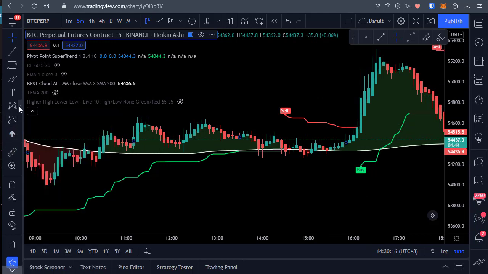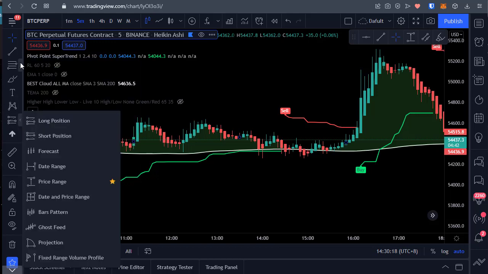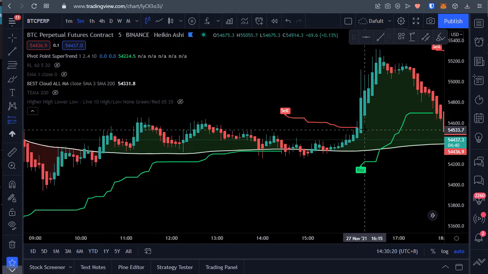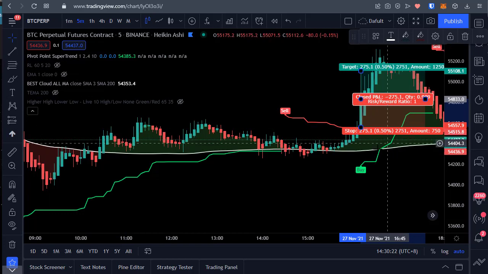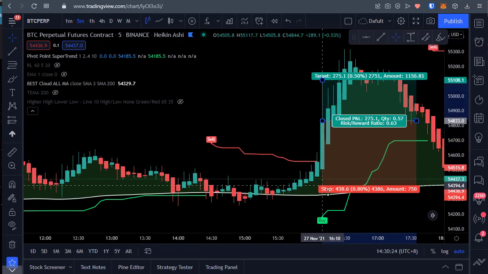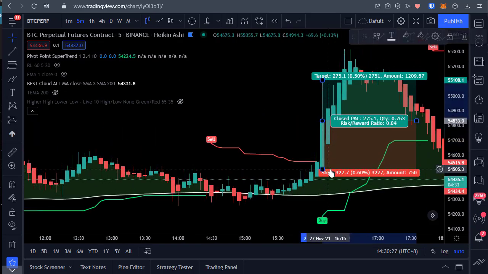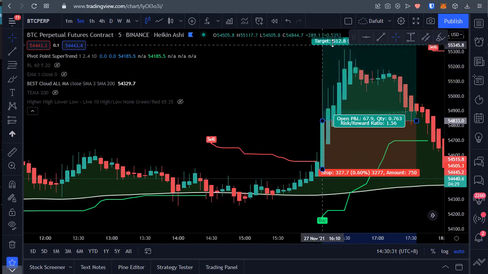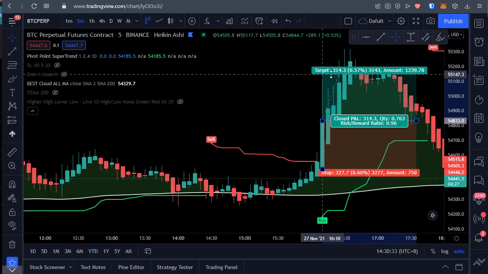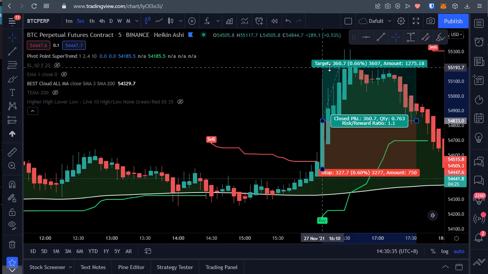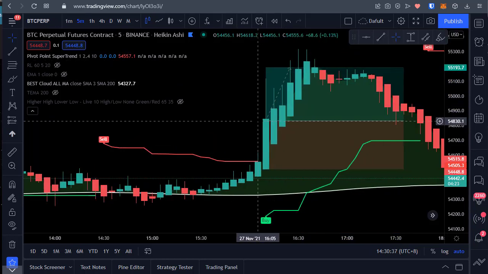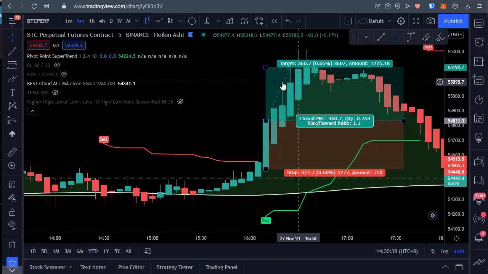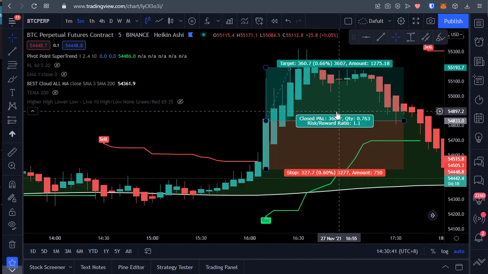Let me find that long position. So you put it here. You want to put your stop loss where the last candle is, which is here. And then you want to do a 1 to 2. Let me see, 1 to 1. If it's 1 to 1, it's around like this. So you definitely can see that it's profitable over here.